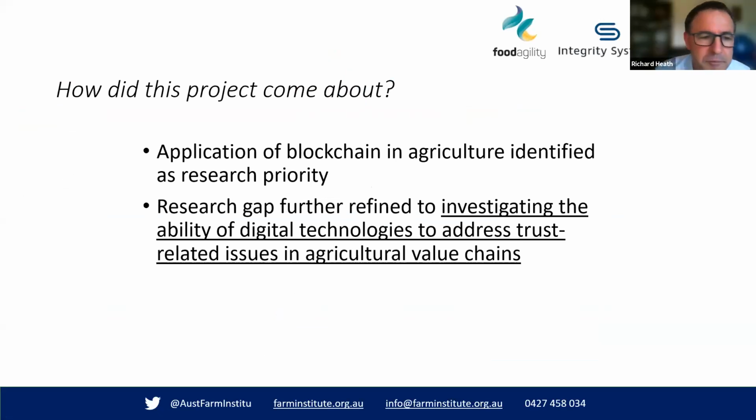Right. How did the project come about? As part of our priority setting processes at AFI, a few years ago now, when blockchain was the rage, we identified that the application of blockchain in agriculture was a research priority for us in terms of new policy and just a general understanding about blockchain and what it was going to do. We further identified the specific research gap as investigating the ability of digital technologies to address trust-related issues in agricultural value chains, being that one of the main identified advantages of blockchain as a technology was that the immutable aspect of it did solve a lot of trust issues in value chains.